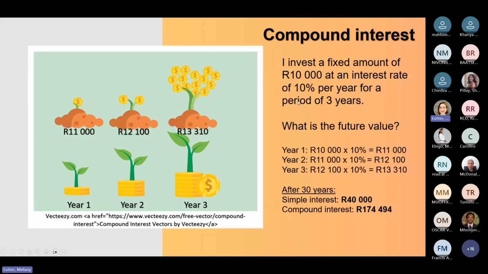If I look at compound interest, it is interest on interest. So in year one, I have my 10% on 10,000, which gives me 11,000.